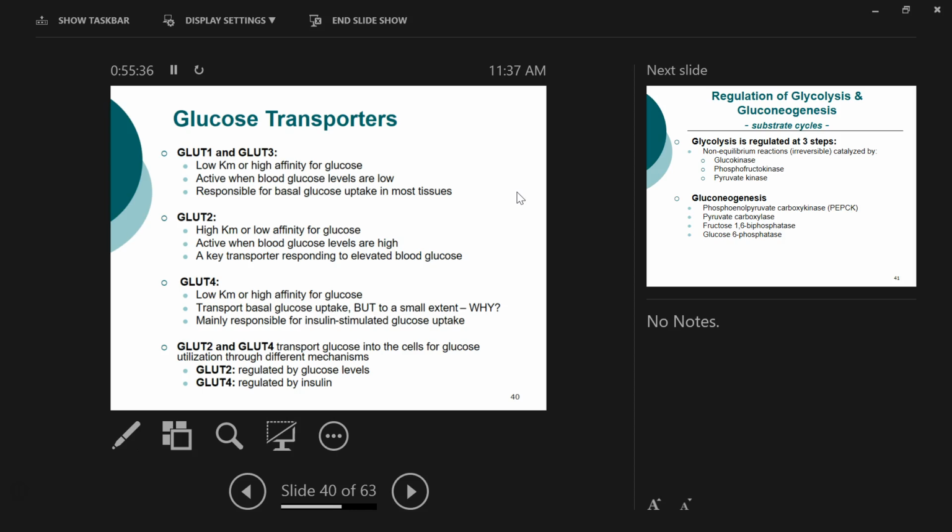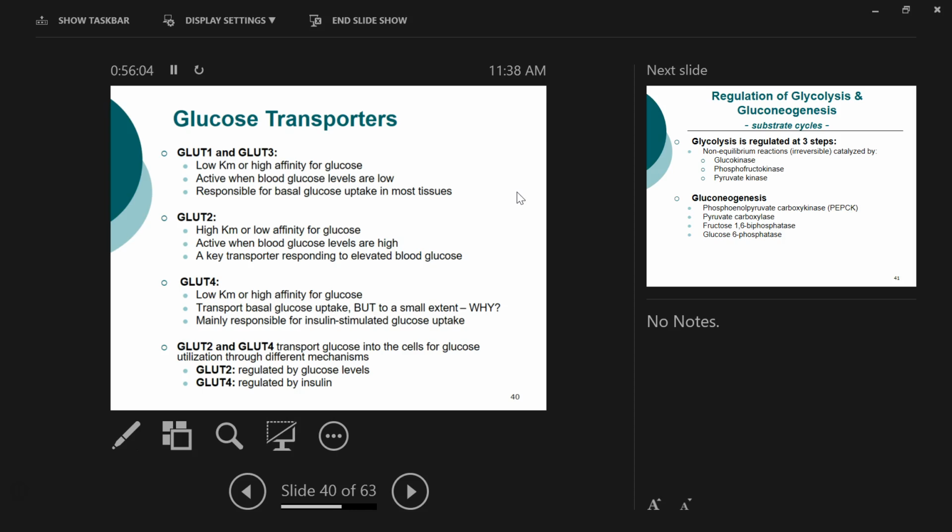And GLUT4 is a little bit different. It also has a high affinity for glucose. That means you just need a low glucose level for GLUT4 to be activated, right? But we know that GLUT4 is insulin dependent, right? It is only active when the insulin level is high, right?